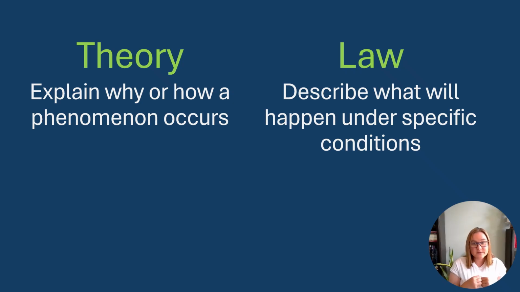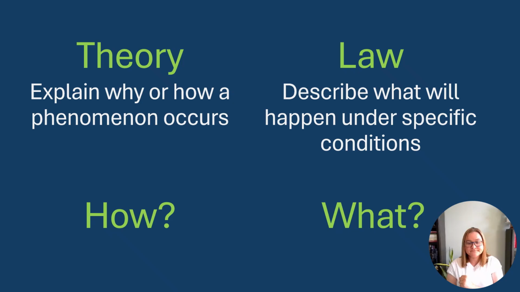Now, it's a fairly common misconception that once tested and proven enough, a theory then becomes a law. And this isn't true, as the two terms differ in what they're trying to do, and one does not lead to the other. A law is a set of observed facts, and a theory explains why those observed facts happen. Or theories explain the how or why, and laws explain the what.